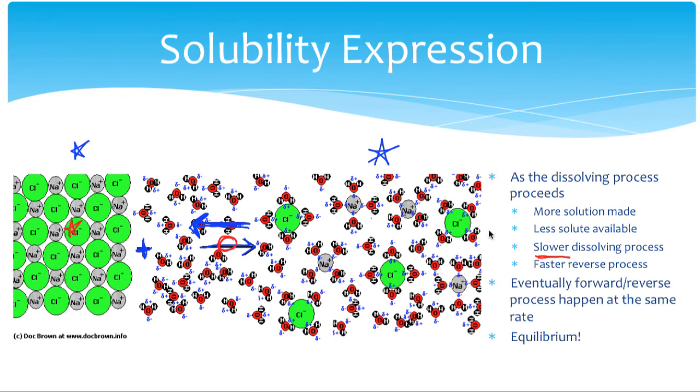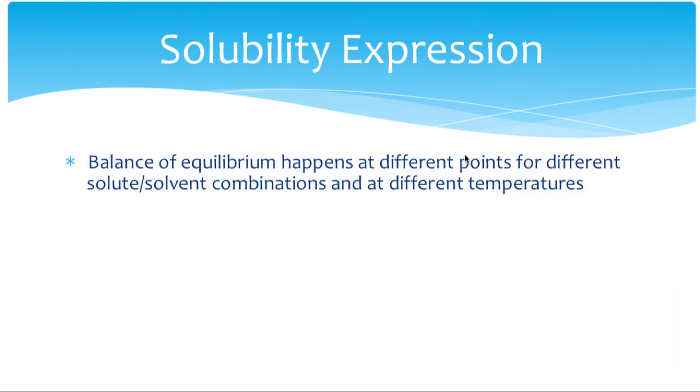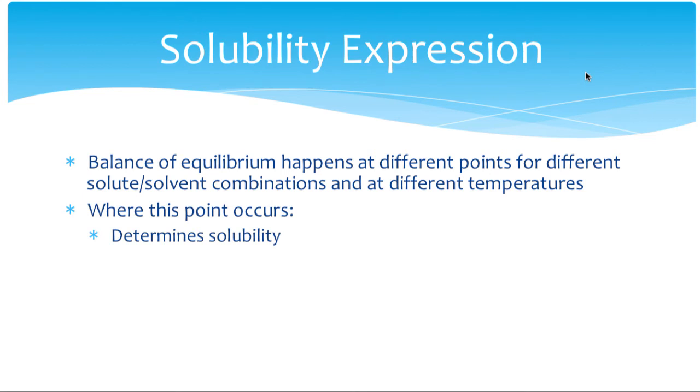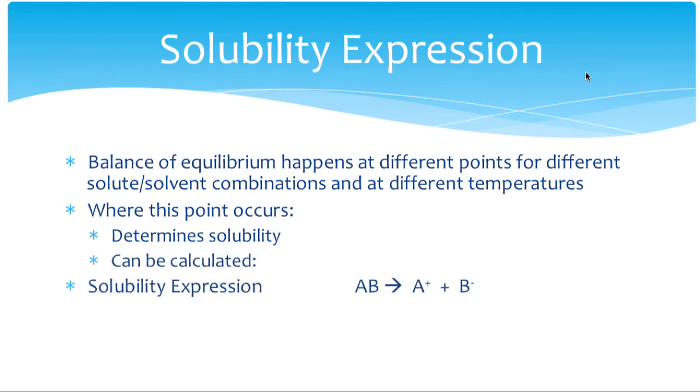You can imagine then that eventually we'll reach a point where the forward reaction is slowed enough and the reverse reaction has sped up enough so that they start happening at the exact same rate, and that is when we've reached equilibrium. So putting our graphic then back into words, the balance of that equilibrium happens at different points for different solute-solvent combinations and also at different temperatures. Where this point actually occurs for your particular combination is what determines the solubility of our solution. And this point can actually be calculated by something known as a solubility expression.